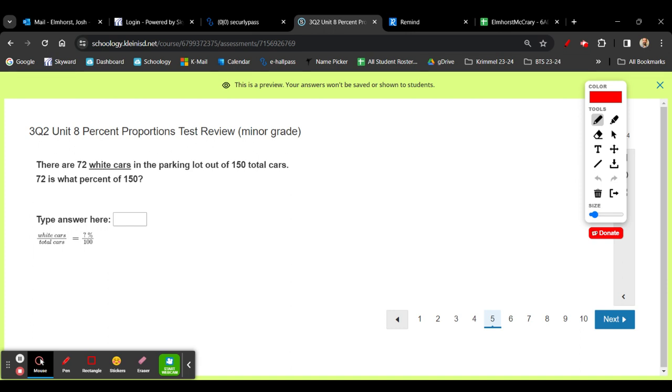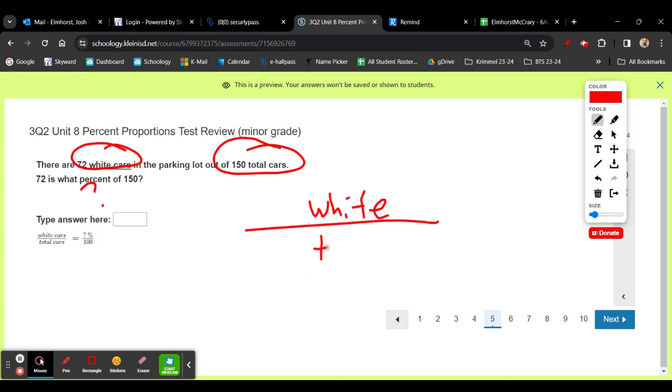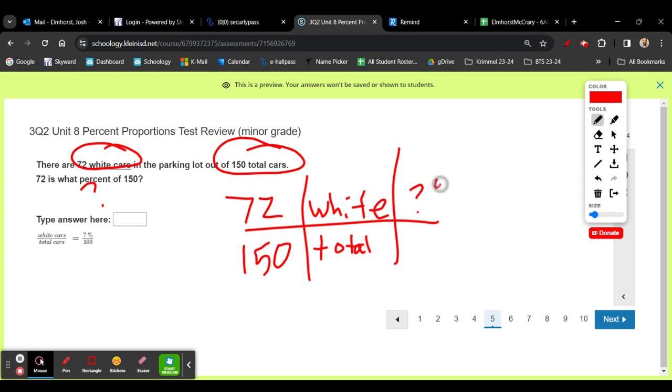White cars in a parking lot, total cars, question mark, what's the percent? So white cars, total, 72, 150, question mark, what's the percent? You could simplify this or just cross multiply, divide by 150 to solve for the percent.